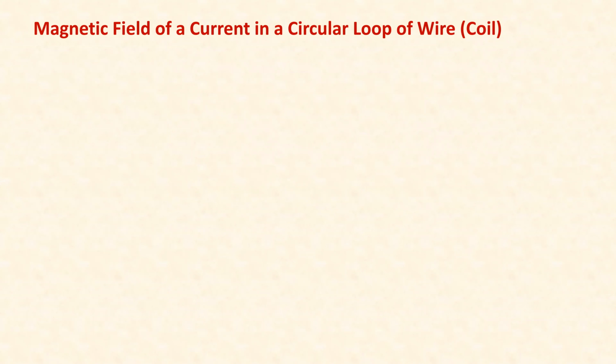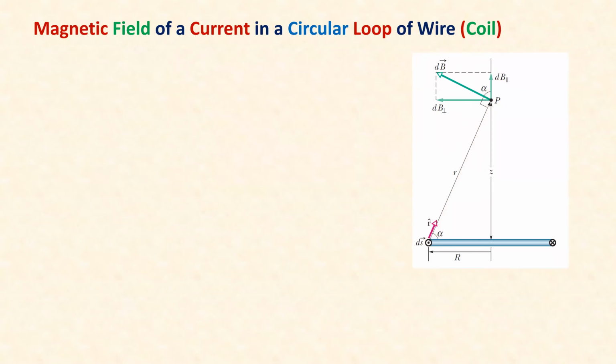Now we want to calculate the magnetic field of a current in a circular loop of wire. If you have a circular loop of wire, and if we see the cross section of it, the current is shown by a dot here and by a cross here, which means that the current comes out of the page here, goes into the page here. All right, so if you look from above, it goes counterclockwise.